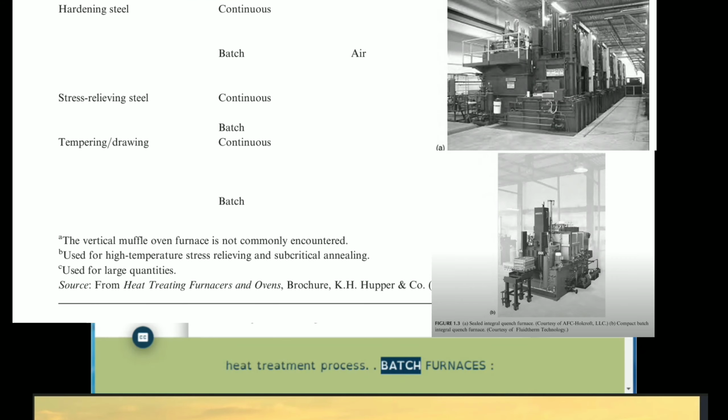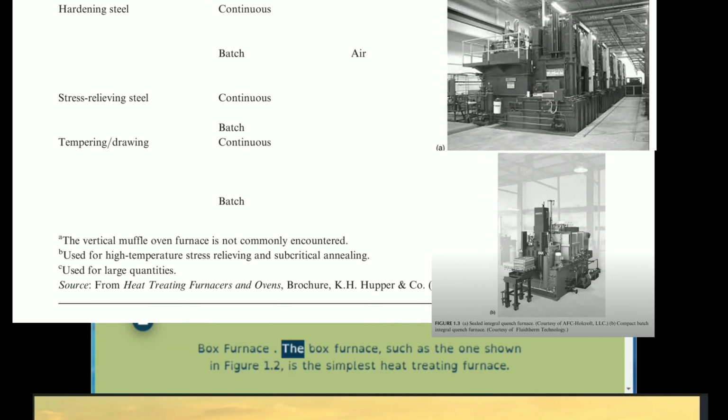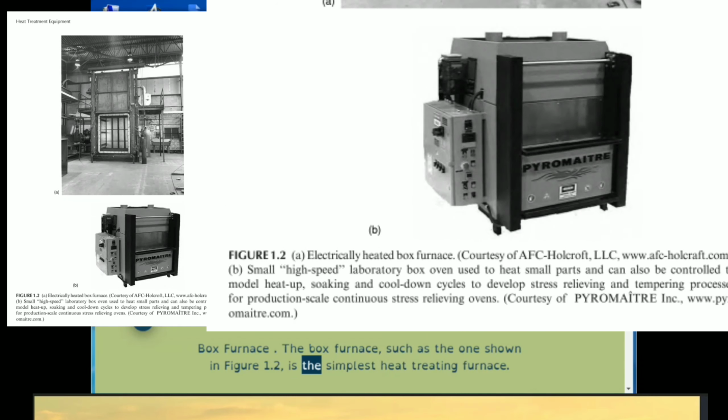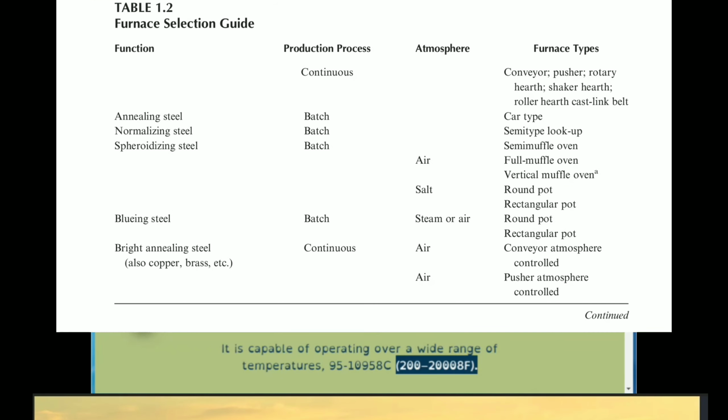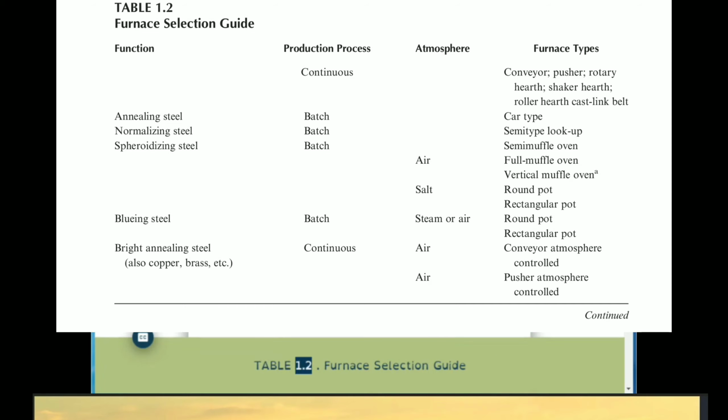Batch furnaces. Box furnace. The box furnace, such as the one shown in Figure 1.2, is the simplest heat treating furnace. It is used for tempering, annealing, normalizing, stress relieving, and pack carburizing. It is capable of operating over a wide range of temperatures, up to about 1095°C, 2000°F. Table 1.2 Furnace Selection Guide.